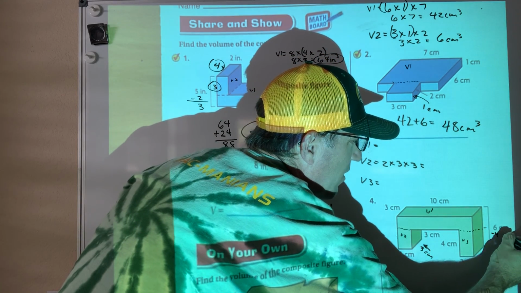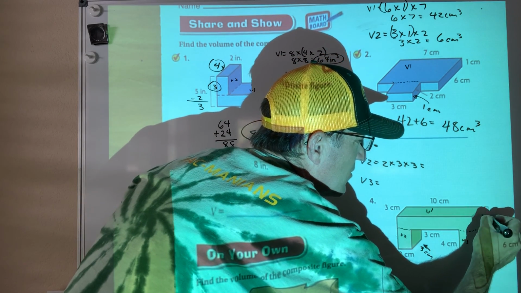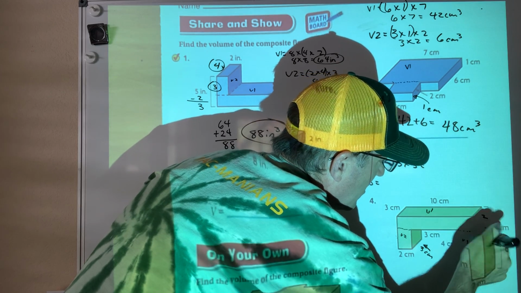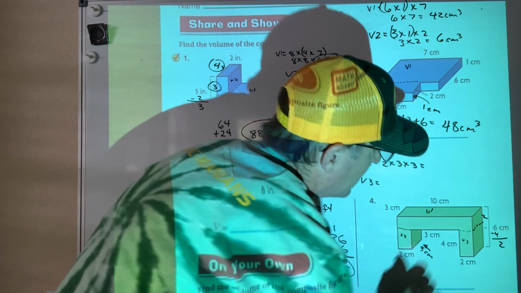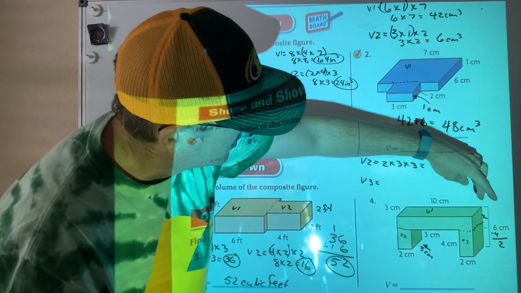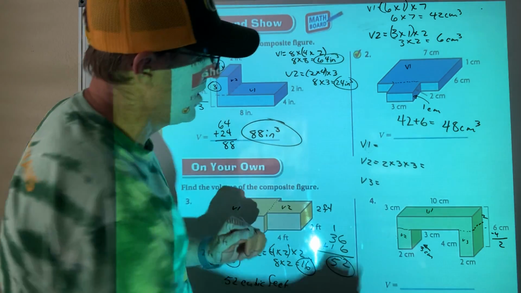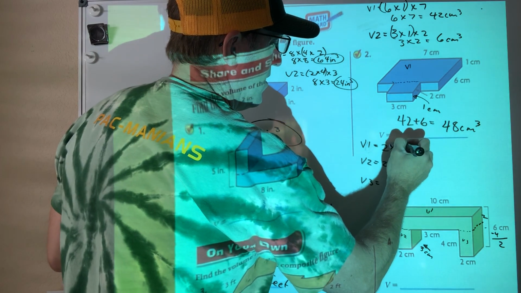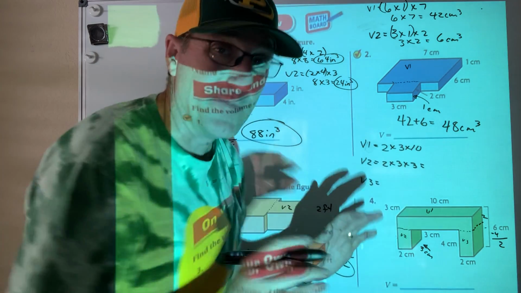6 minus 4 is gonna be 2, right? So this little edge, let's see if I can draw it correctly. This little edge right here from here to here, the top part is 2. So I've got 2 times 10 times 3. Or 2 times 3 times 10 might make it a little bit easier, right?